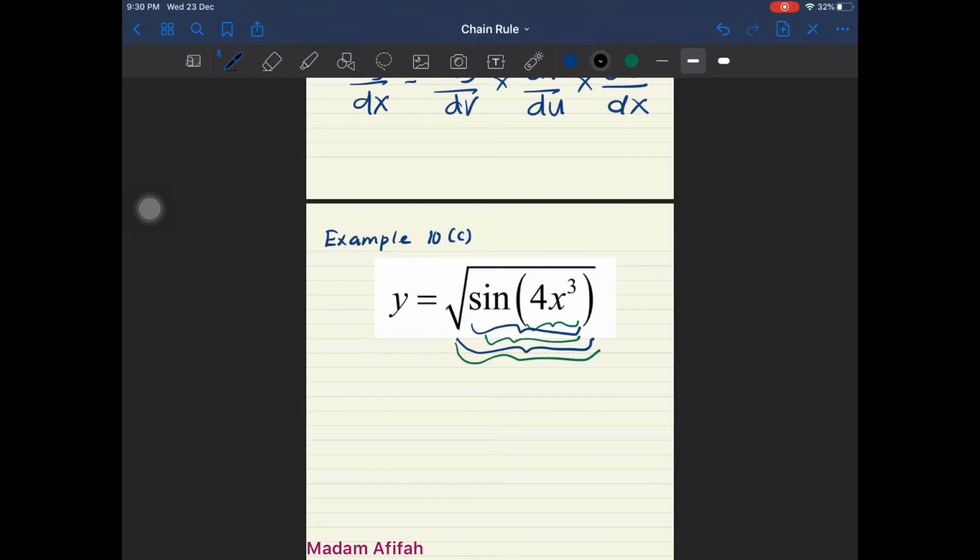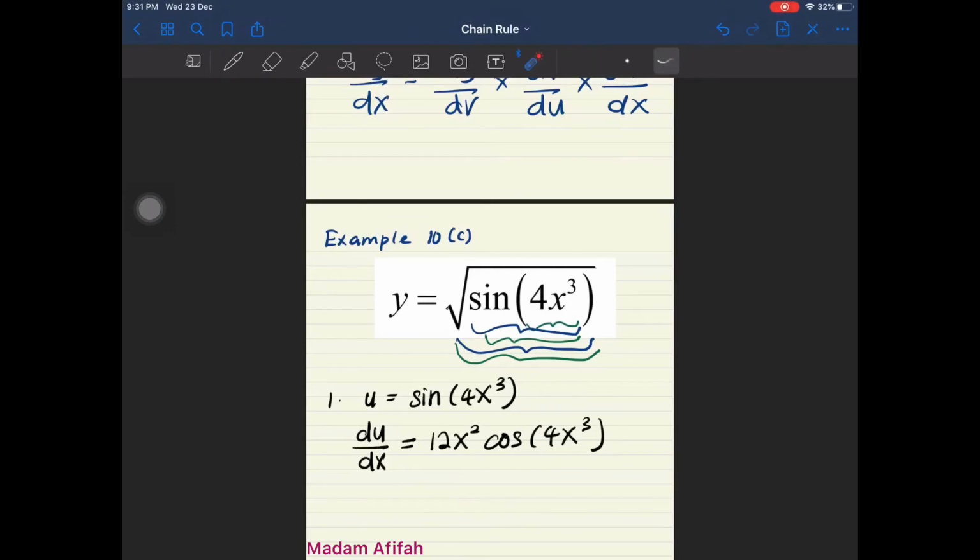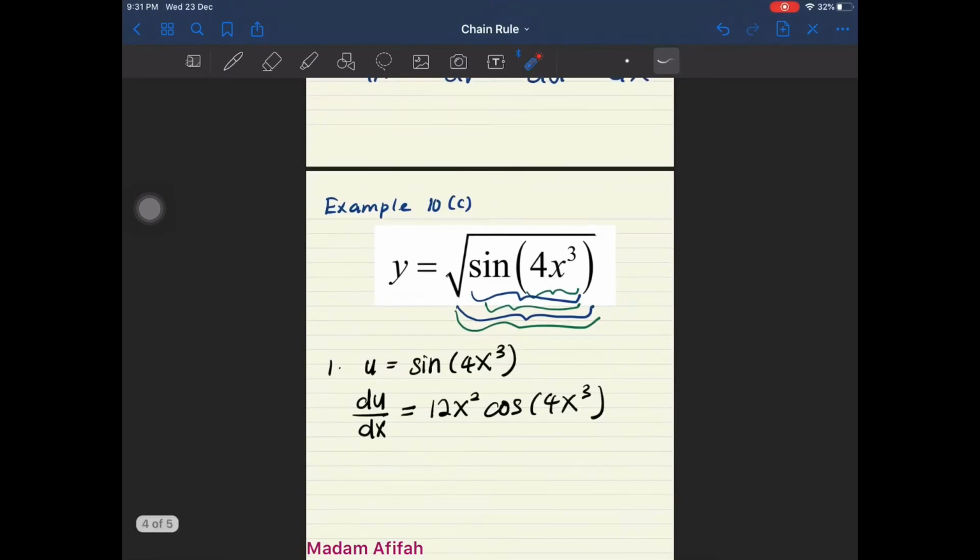Okay, so let's say I'm going to use u equal to sine 4x cubed. So what is my du/dx? du/dx is equal to 12x squared cos 4x cubed. Now you should be able to know how to differentiate sine, cos, and how to differentiate exponents. If you have problems with that basic, then you may have problems solving by using any technique.